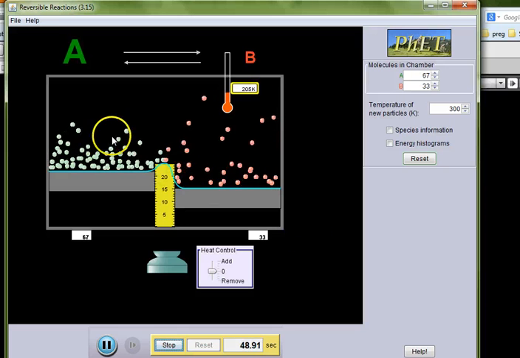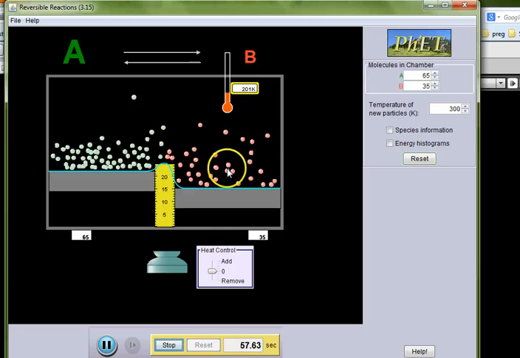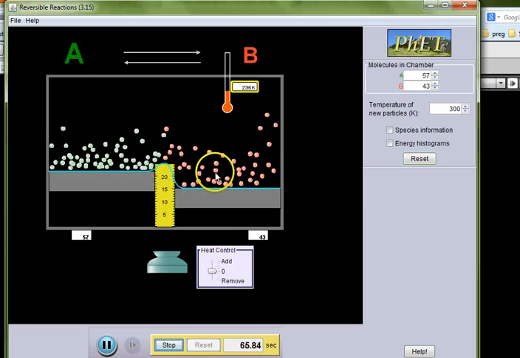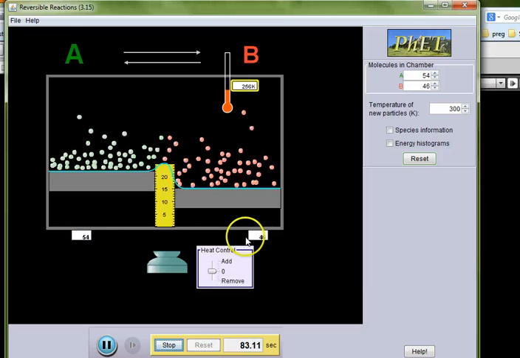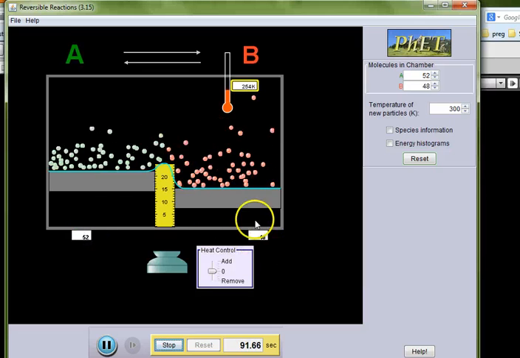Okay, so clearly this is a forward reaction. The reaction is going in the forward direction. You can see that the reactants are decreasing, products are increasing. Correct?